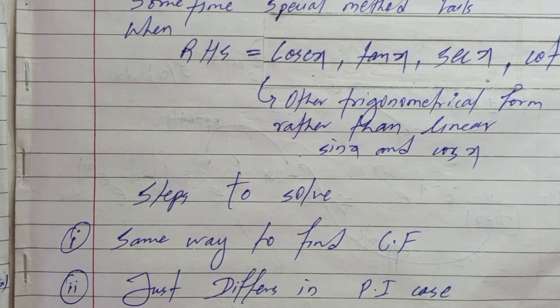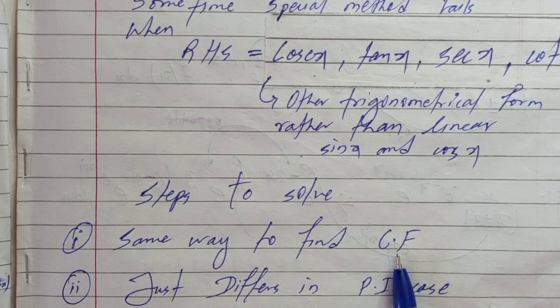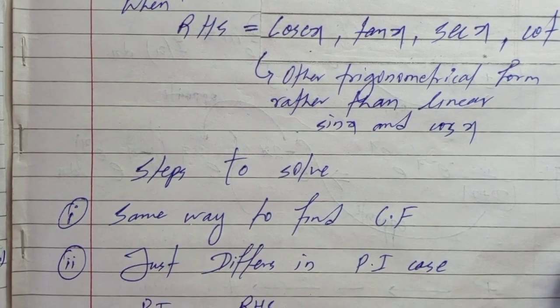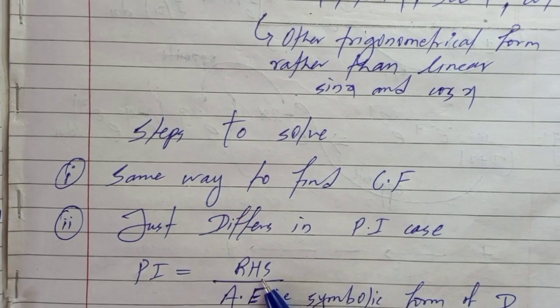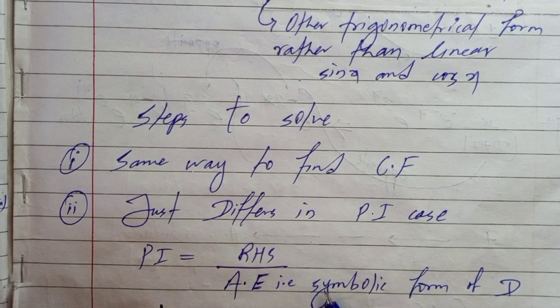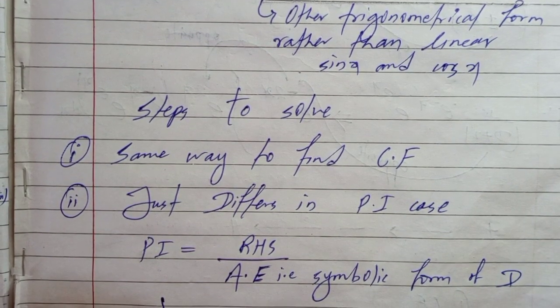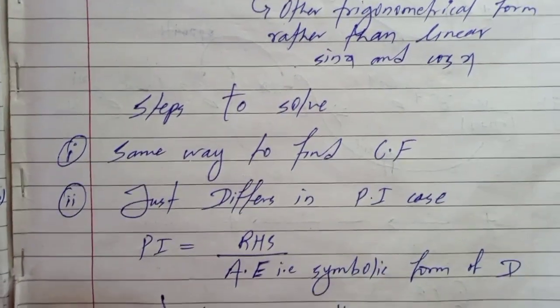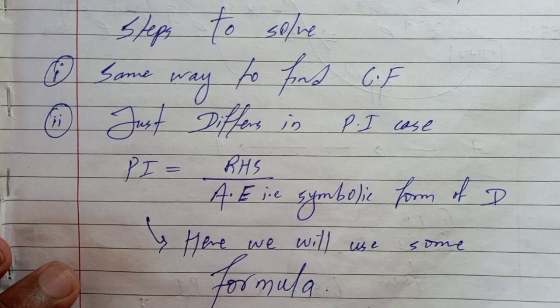Steps to solve by the general method. We have the same way to find the CF, the complementary function. We have the same process to solve. Then it is going to differ in the PI case, where PI equals the right hand side divided by the symbolic form, that is, the auxiliary equation in symbolic form of D. Here we will use some formula, so it only differs in our PI cases, where we will use some formula.